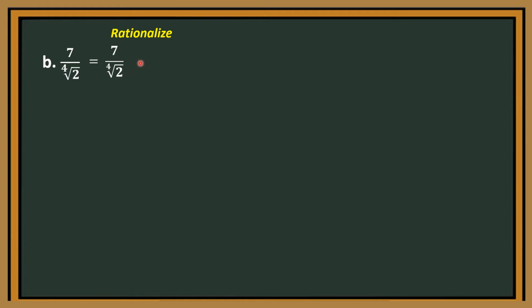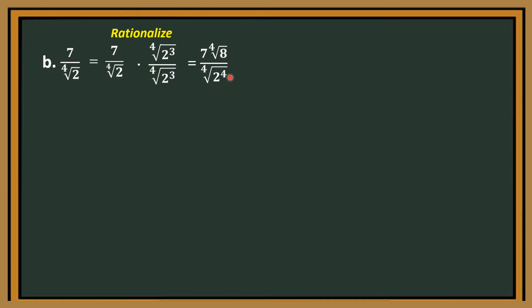Therefore, magmumultiply tayo sa numerator ng fourth root of 2 raised to the third power. So, ito na yung 3 na nakuha natin dito sa index at sa exponent kapag sinubtract natin. So, kung ano sa numerator, the same lang din sa denominator. And then, multiply natin ang numerator, then multiply the denominators. So, we will have now 7 fourth root of 8 over the fourth root of 2 raised to the fourth power.